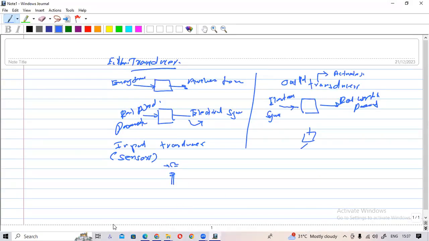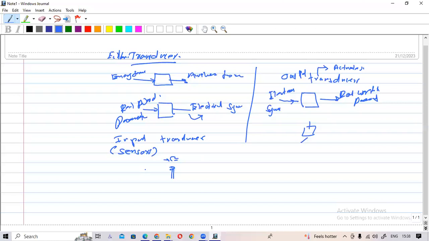So microphone, thermocouples, there are many things. Here the speaker is an output transducer, because the input is an electrical signal to the speaker and the output is the sound. So that is the output transducer. There are two types of transducers: input transducers, sometimes called sensors, and output transducers, sometimes called actuators.